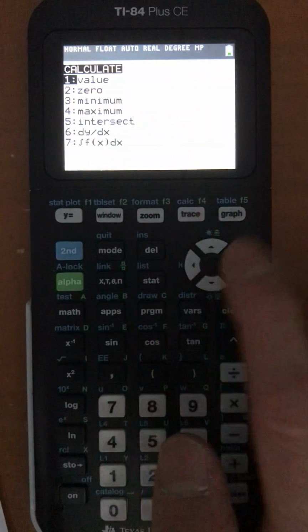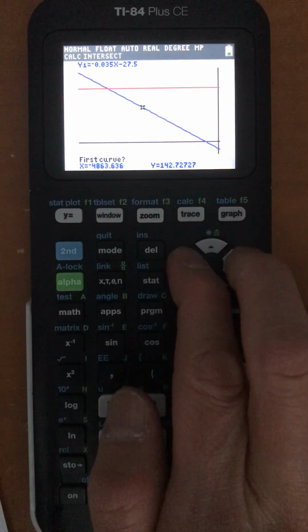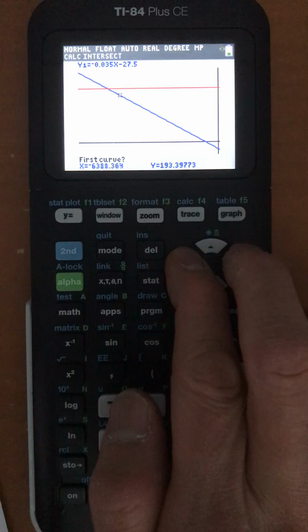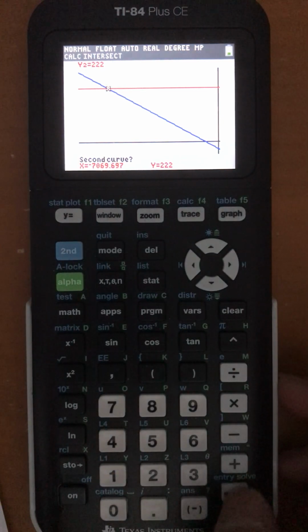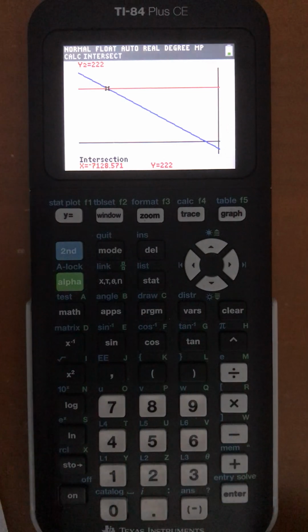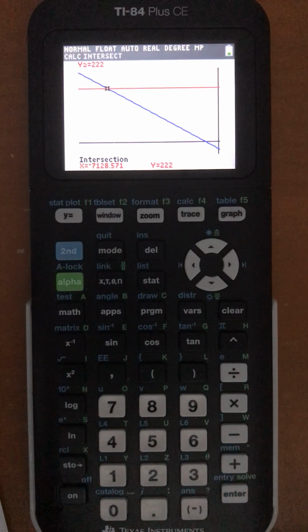Okay, let's go to intersect. Okay, first curve, yes. Second curve, yes. Guess, yes. And I get an intersection point of negative 7,128.571.